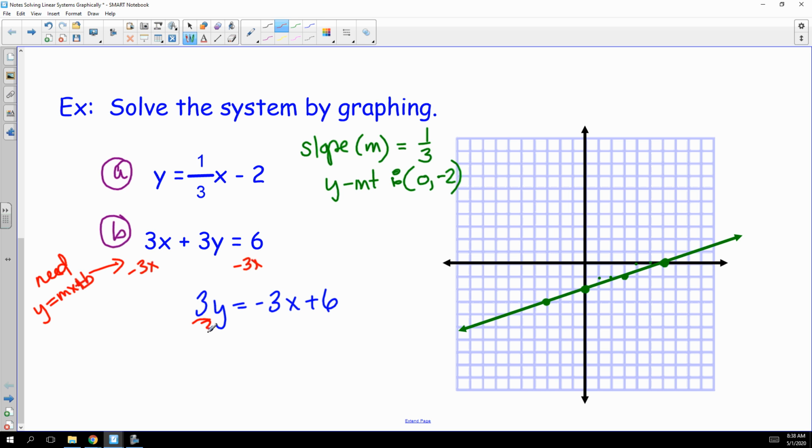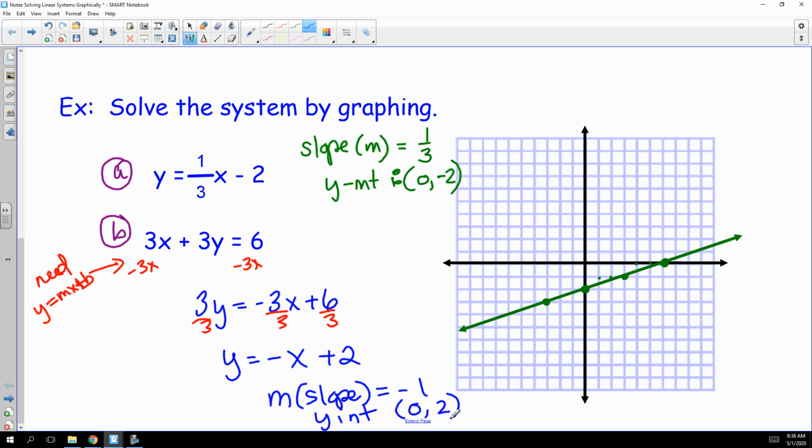Divide every single term by 3 to isolate y. We get y equals -x plus 2, which tells you that your slope is -1, and the y-intercept is (0, 2). So now we're going to graph that line. We go to +2 on the y-axis. The slope is -1, so remember that means the line should be decreasing from left to right. So we can go down 1 and to the right 1, and do it again. Down 1, right 1, down 1, right 1.